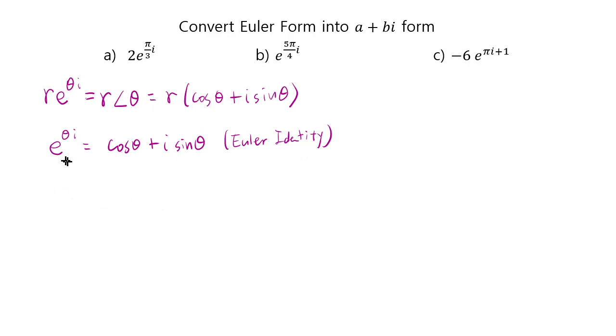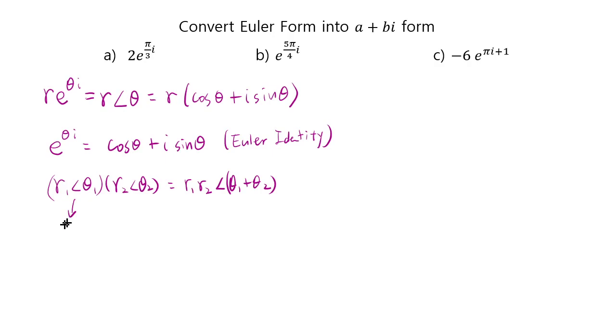And this is used to prove the fact that if you have r1 angle theta 1 times r2 angle theta 2, the sizes, or the absolute values of the complex numbers, r1 and r2 multiply, whereas the angles add. Now this very amazing fact is proved by using this identity.